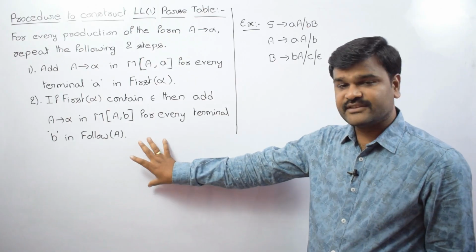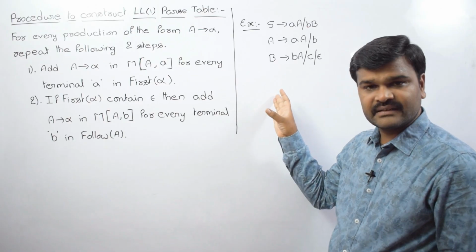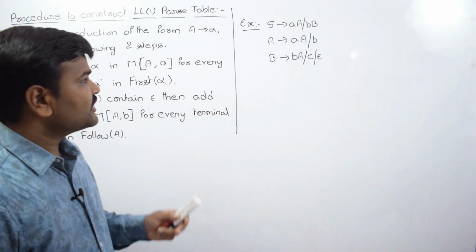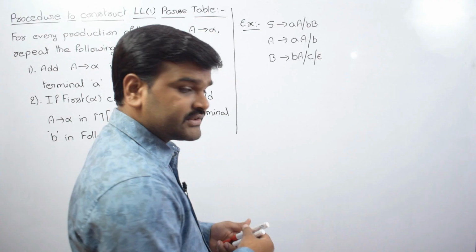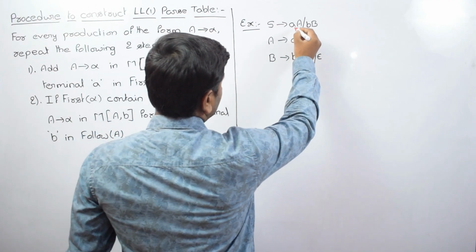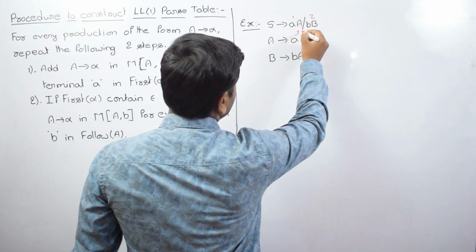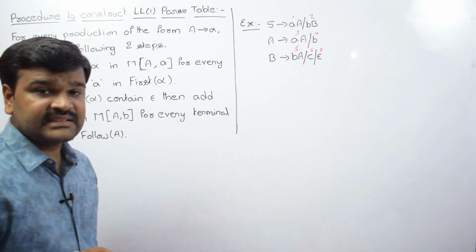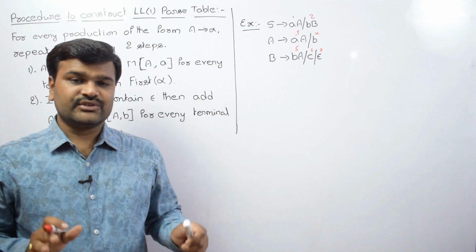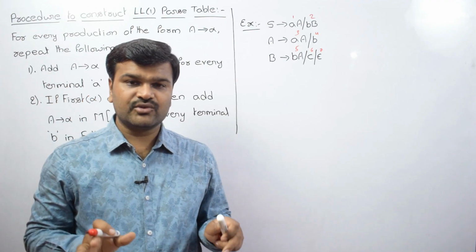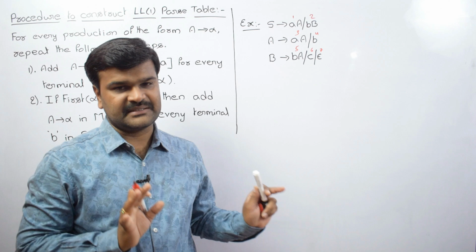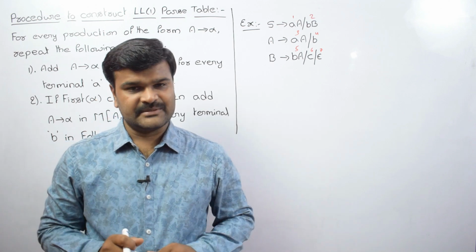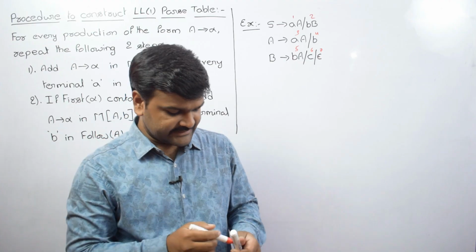Let us apply these two steps on this grammar, then we will create a parse table. Here in total we have 1, 2, 3, 4, 5, 6, 7 productions in this grammar. These 7 productions we have to place in the parse table. Okay, so let us see.